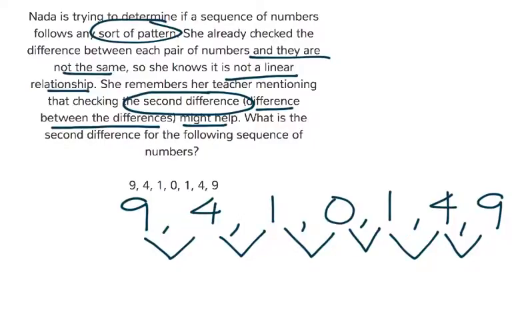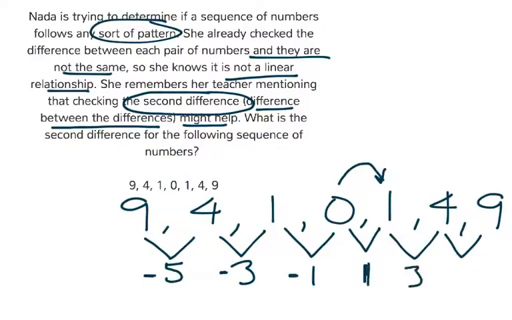That is a subtraction, so it's -5. That's the difference between 9 and 4. It's not +5 because it's going down. 4 to 1 is -3. 1 to 0 is -1. 0 to 1 is +1. Now it's increasing, right? It went from 0 to 1. So now it's a positive difference.